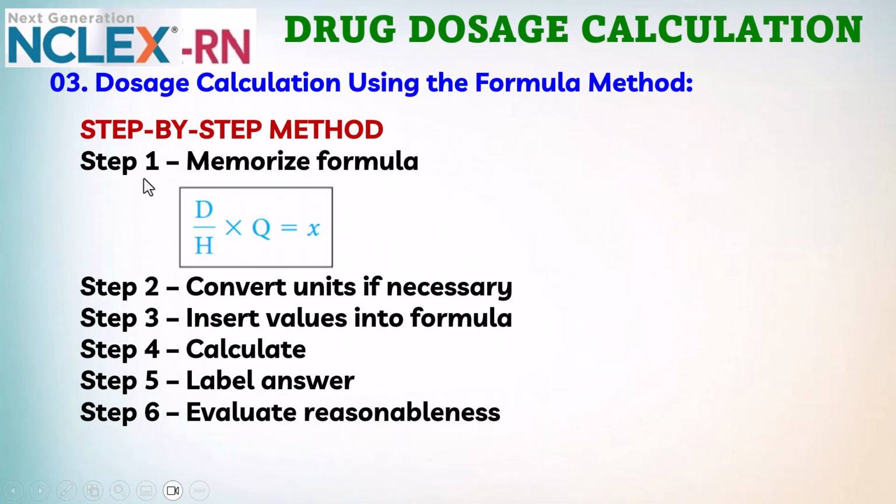So here's the safe calculation checklist. Step 1, memorize the formula. That is D over H times Q equals X. Then insert values into the formula. Before inserting, convert units if necessary. Then calculate, then label your answer and evaluate whether it makes sense. If you follow these 6 steps every time, you will rarely make a mistake.